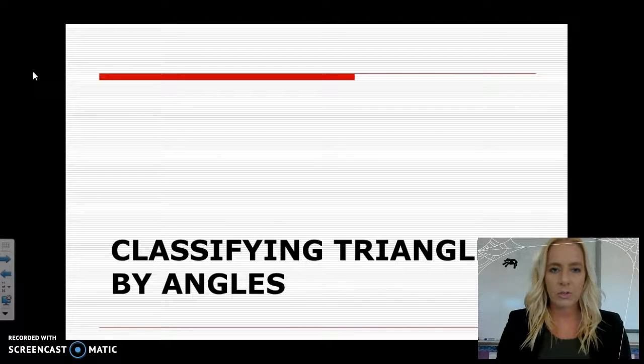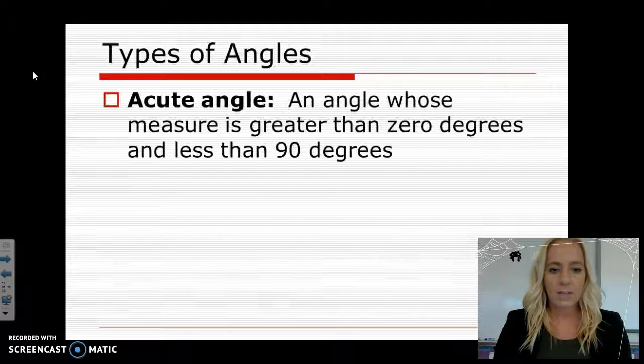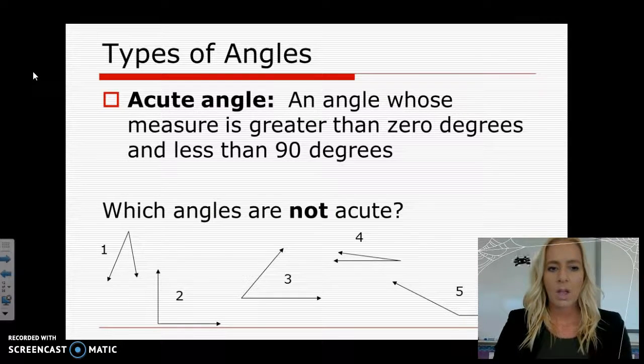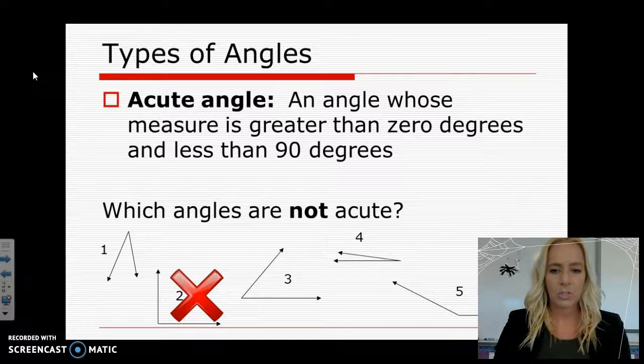What I'm going to first do is quickly review the different types of angles that we discussed in our last unit. So again, an acute angle is an angle whose measure is greater than 0 but less than 90. So which of these angles are not acute? If you guessed 2 and 5, then you are correct. Number 1, number 3, number 4 are all less than 90, so they're acute angles.